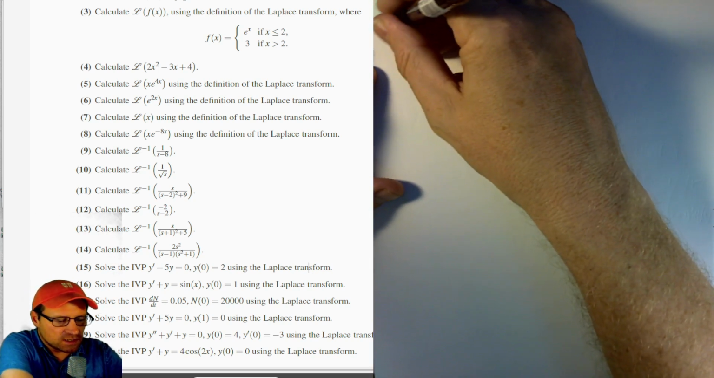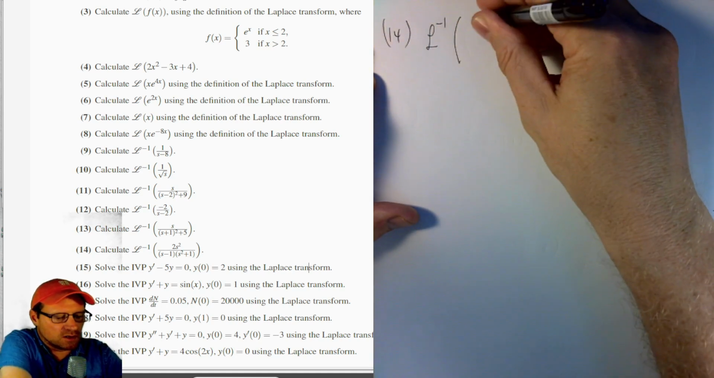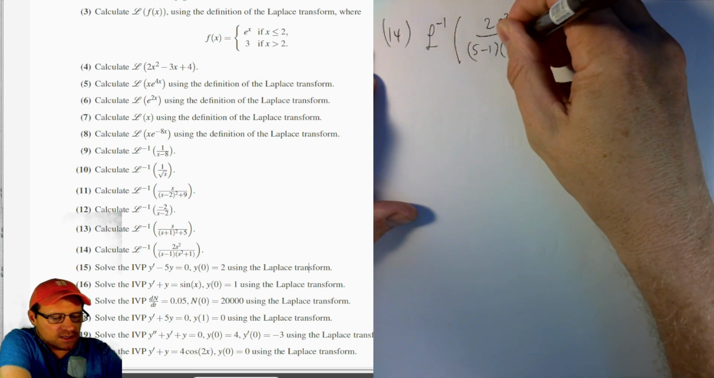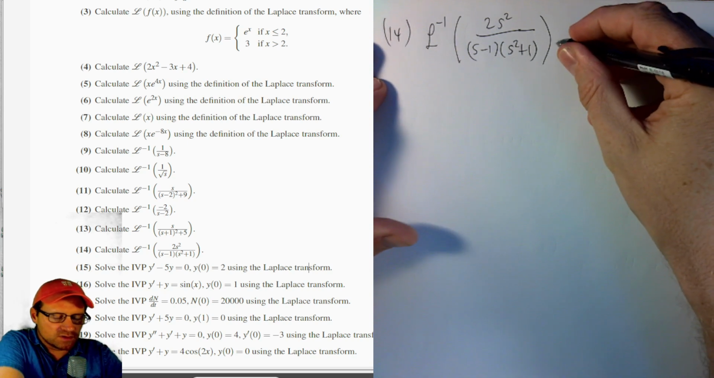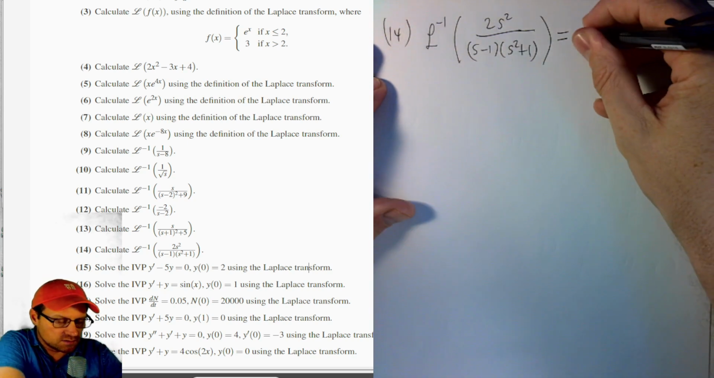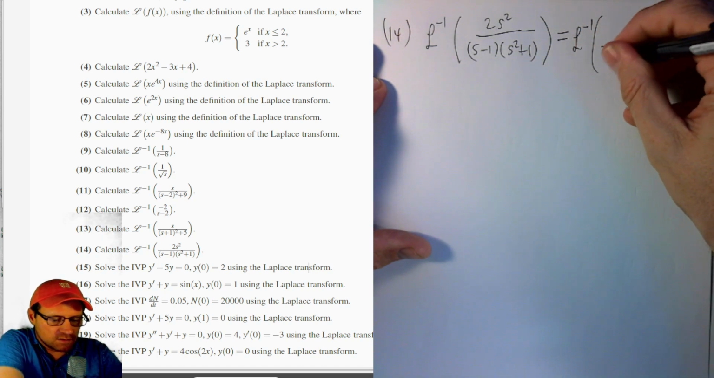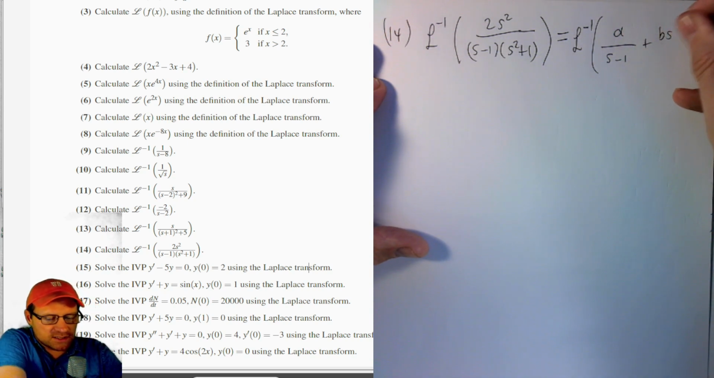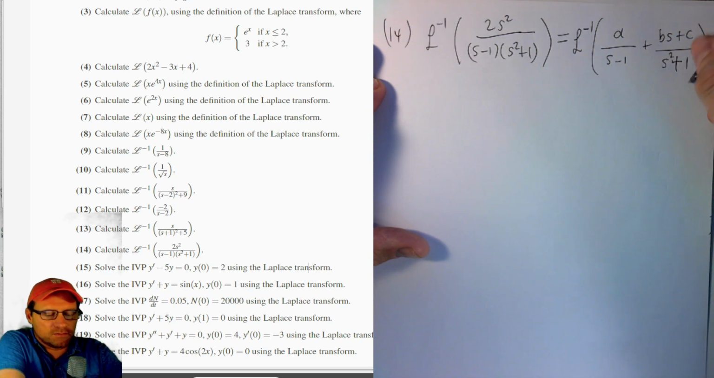Okay, question 14. Inverse Laplace transform of 2s² over (s − 1)(s² + 1). Now what we want to do with this is break this fraction up using partial fractions, and write this as A over (s − 1) plus (Bs + C) over (s² + 1).